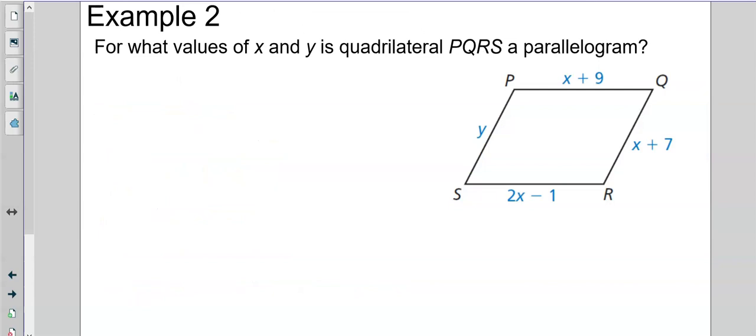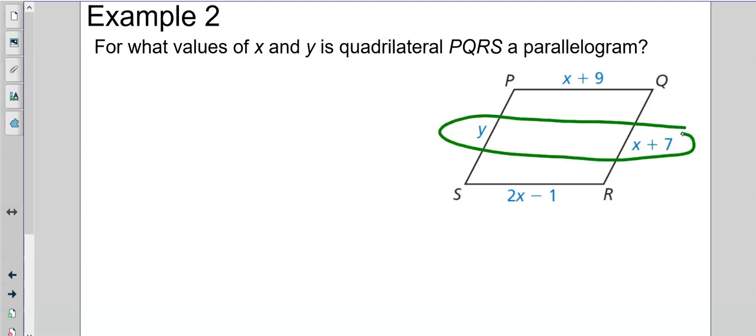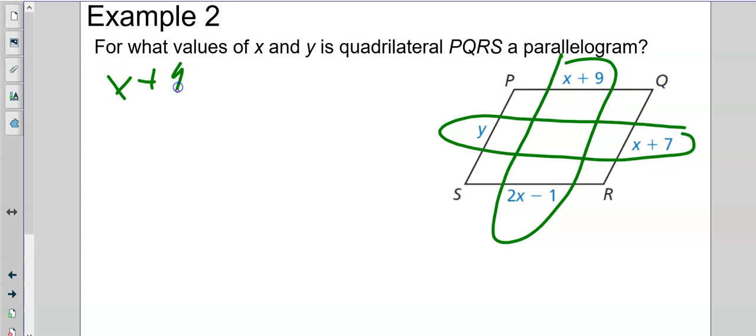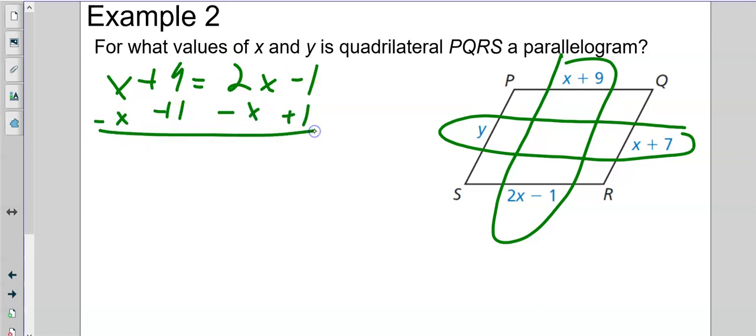All right, for what values of x and y is this a parallelogram? Well, if it's a parallelogram, we know these two are equal. Problem is, we have a y and x. We can't do anything about that. But these two must also be equal. So I can start off by saying x plus 9 equals 2x minus 1. I'm going to subtract x from both sides. I'm going to add 1 to both sides. That's going to cancel. That's going to cancel. That's going to give me 10 equals x, or x is 10.